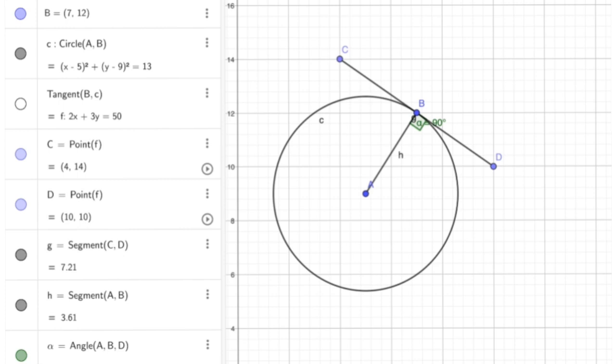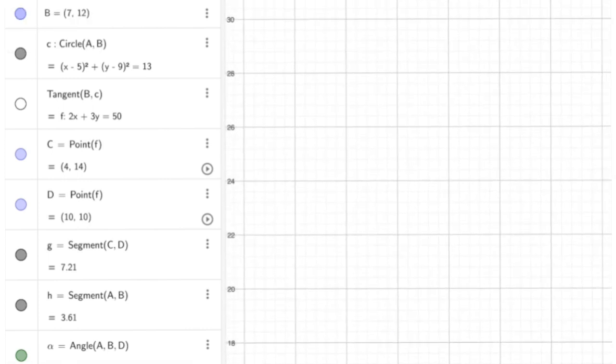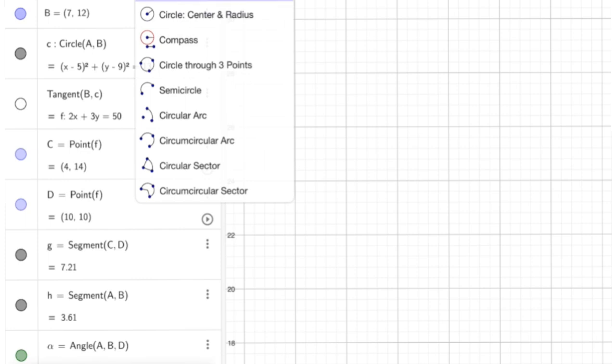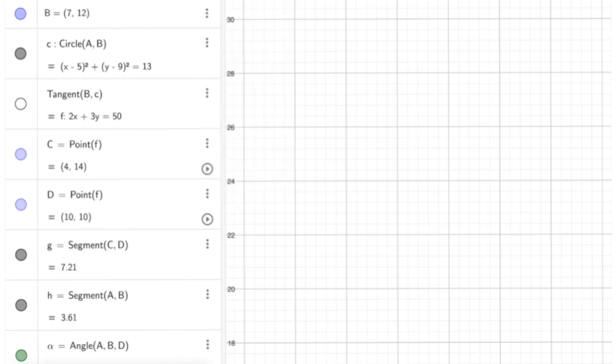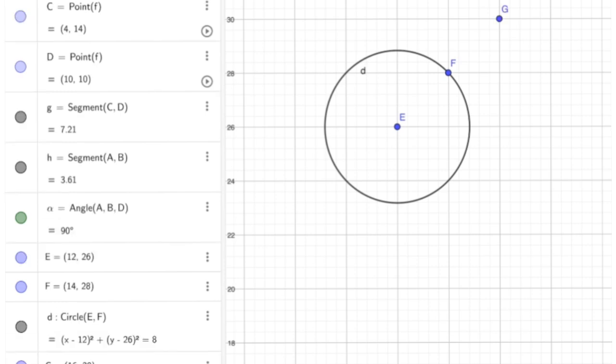Let's go and make another circle for our other theorems or corollaries related to the tangent theorem. So let's make another circle. Circle with center to a point, go here and here. What I will do now is have an external point, meaning a point outside the circle. So I'll have point G right there. Now I will go to tangents again, click the circle, and instead of clicking point F, I'm clicking the external point G.